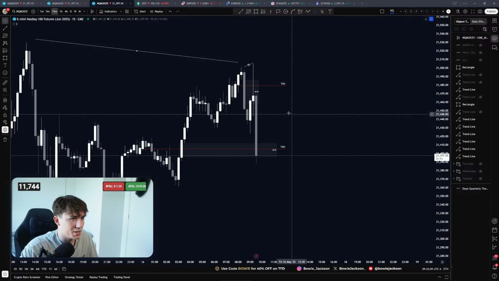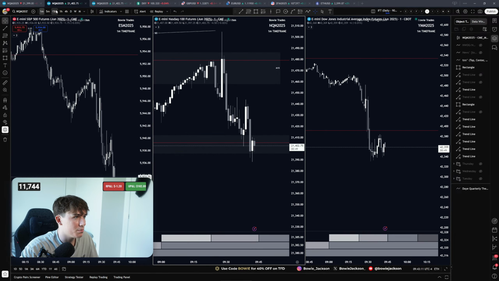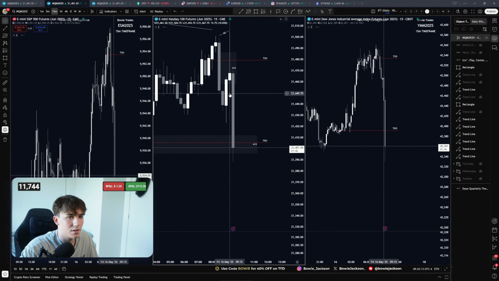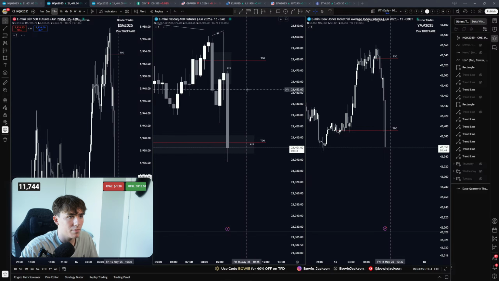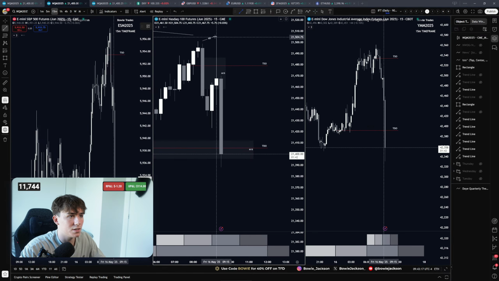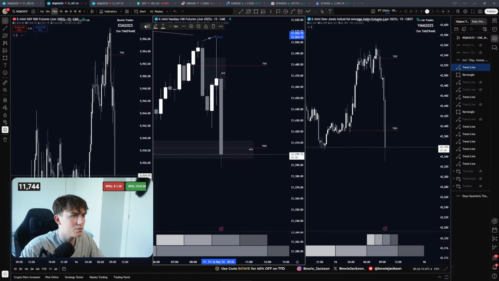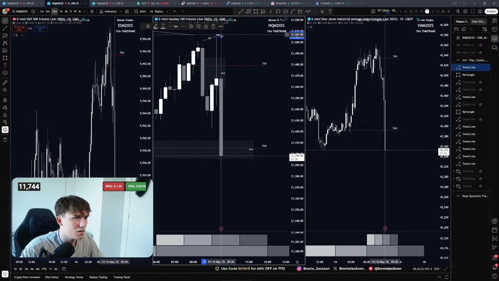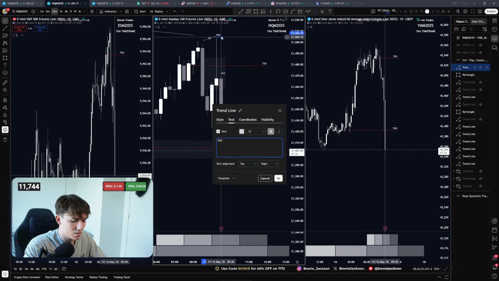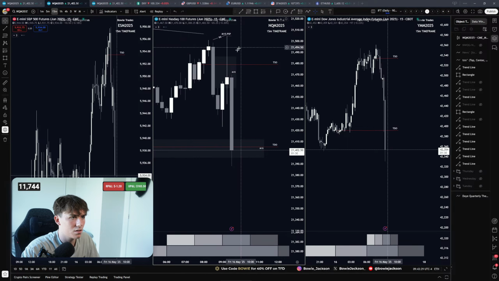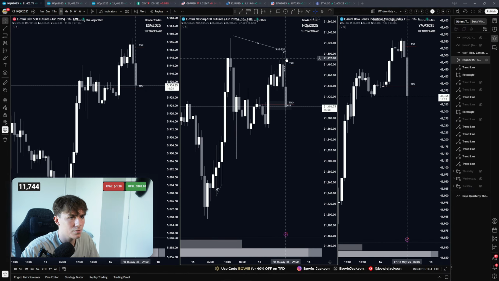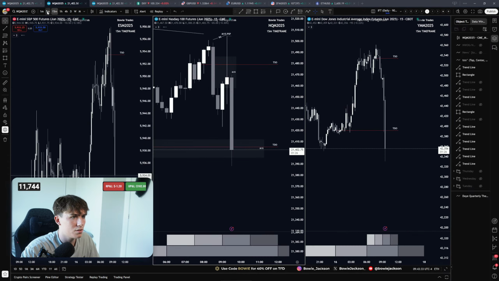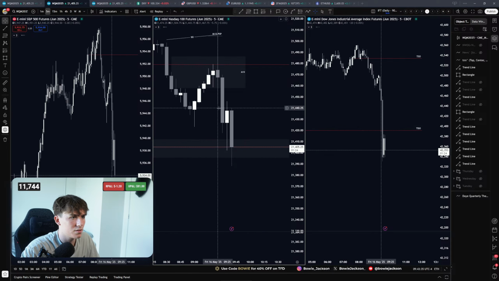Where do you have your PSP? Oh man, I didn't even draw out my PSPs. Good that you said it. Oh yeah, this is nice. This 15-minute displays PSP here also. On the 1 hour, nope. 5 minutes, nope.